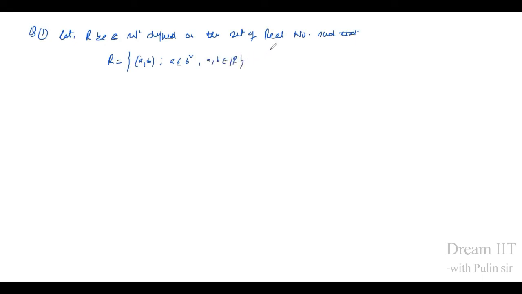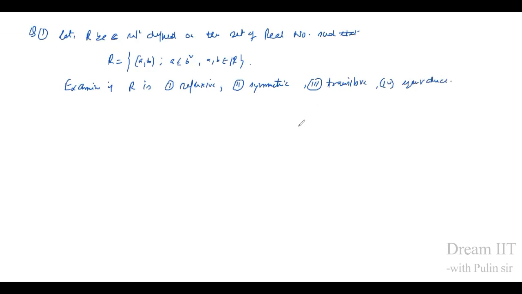Let R be a relation defined on the set of real numbers such that R is (A, B) related if A is less than B square, where A and B are taken from the real numbers. Examine if R is number one, reflexive, number two, symmetric, number three, transitive, number four, equivalence.